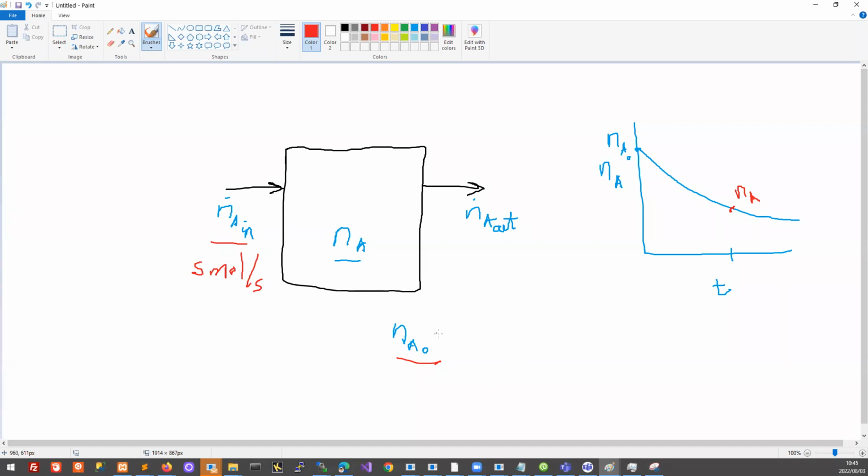And maybe Na0, maybe that was 50 moles. So the units are, of course, different. This is 50 moles. And maybe currently this is 25 moles, right? So 25 there. And maybe this is 3 moles per second. So maybe we aren't withdrawing as much as we are feeding. I'm just putting these numbers down to emphasize these are all different quantities.